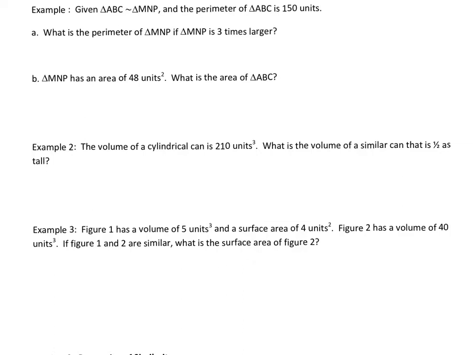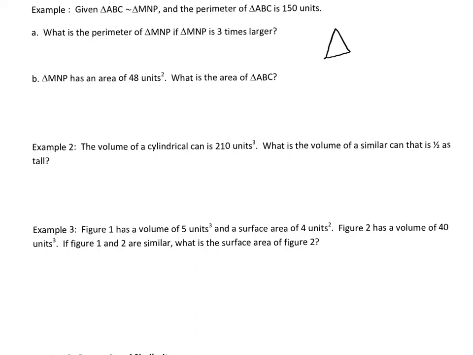Unit 6, Section 3. Here we have our last 3 examples. So, this first example, given 2 similar triangles and the perimeter of one of them. So this is giving us a little different information than we're usually used to giving. So I'm going to draw a picture so we're a little more clear.